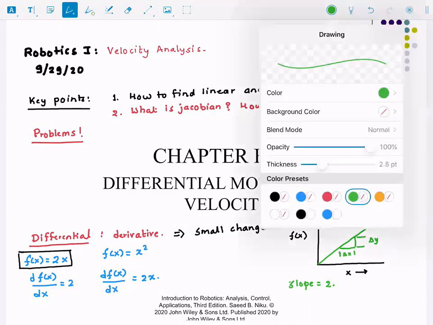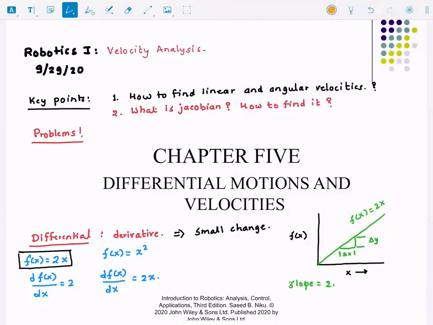If I am at location 1, and if I want to go to location 2, what I could do is multiply the slope by the distance traveled in the horizontal direction. I'm going to call that x2 minus x1. And I can find out the value of the function at point 2.